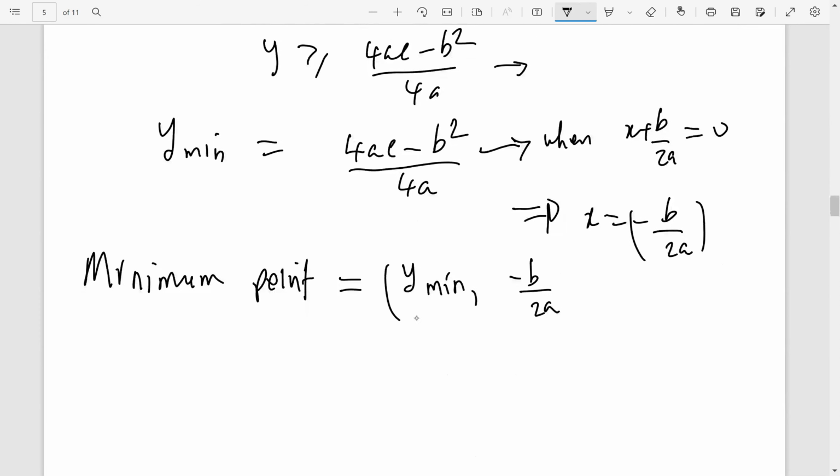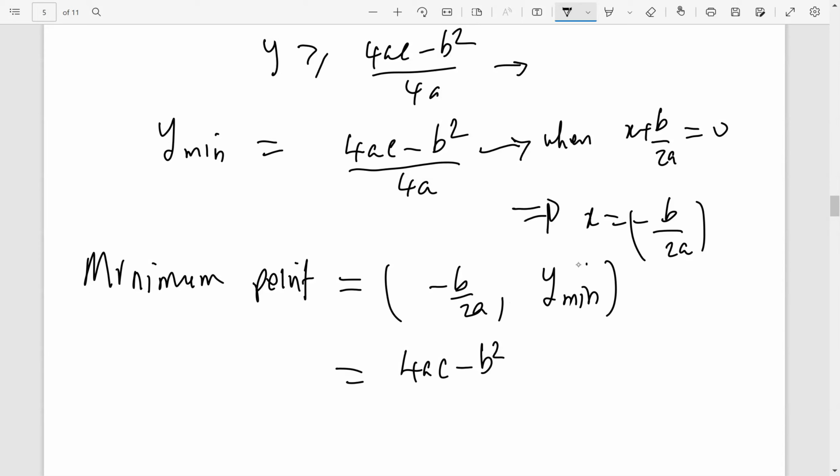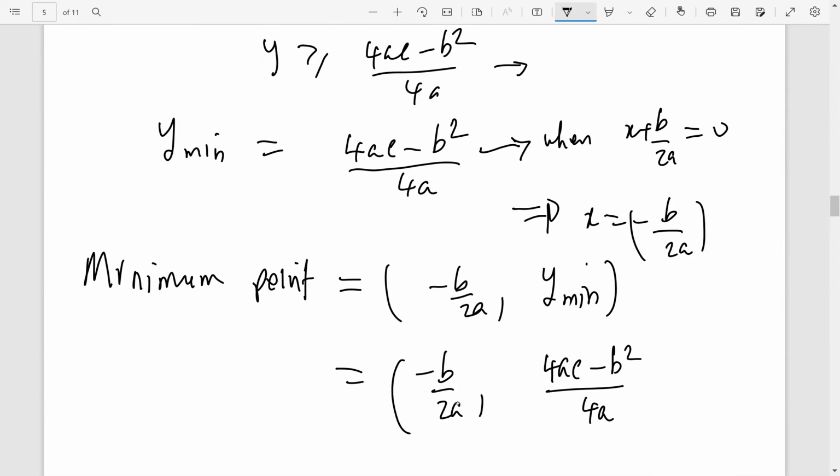So the minimum point, I'm sorry, this is to be x comma y. So we have negative b over 2a comma y minimum. So the minimum point now is going to be negative b over 2a comma 4ac minus b squared over 4a. So that is the minimum point, dear students.